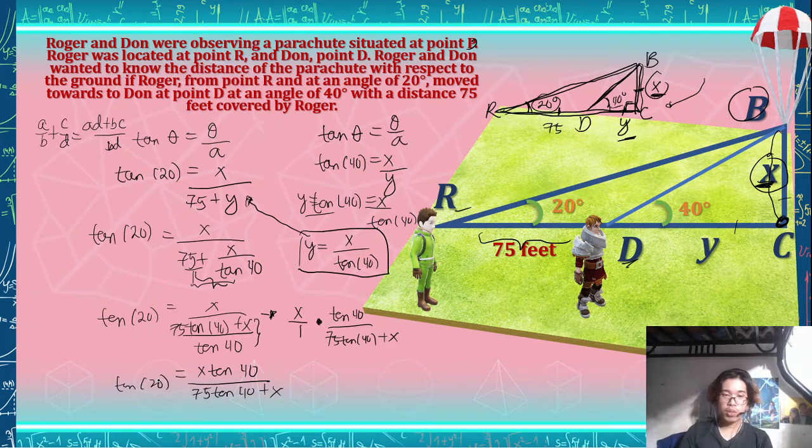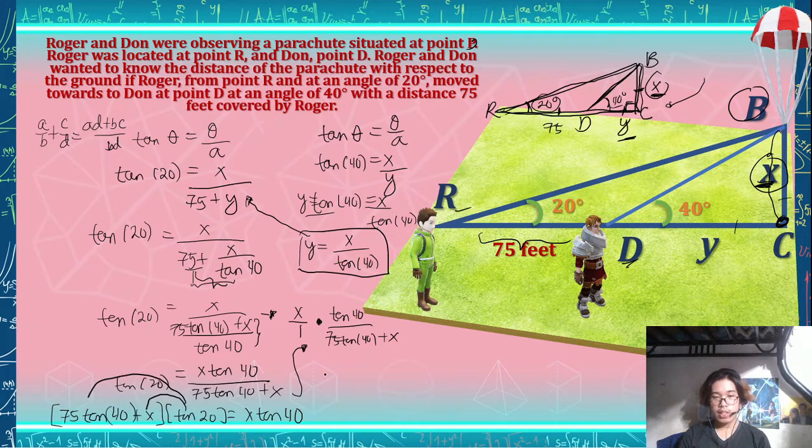And of course, we can cross multiply on this part. So this is going to give us 75 tangent 40 plus x multiplied by tangent 20 is going to be equal to x tangent 40. Okay, so now we have this long equation here. And then we can distribute tangent 20 at this part. So that's going to be 75 tangent 40 multiplied by tangent 20, plus x tangent 20, is going to be equal to x tangent 40.